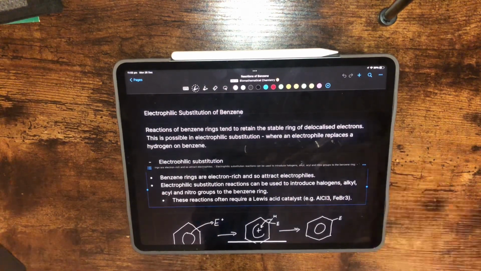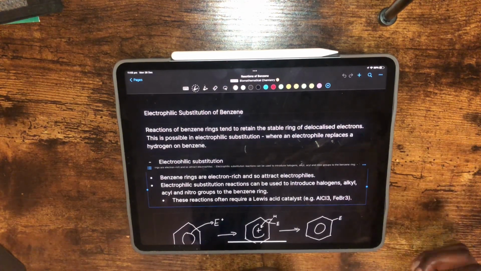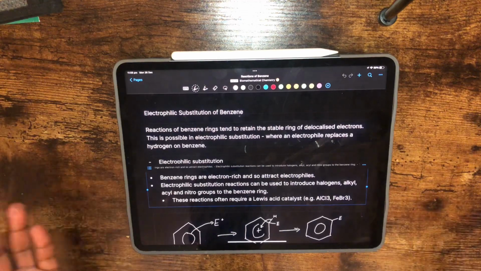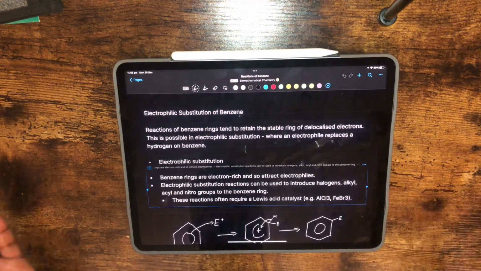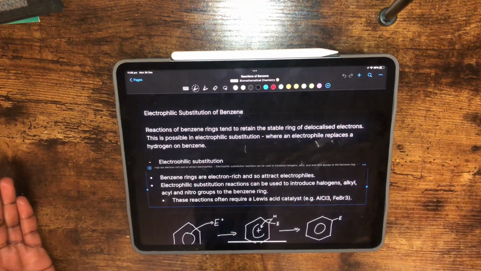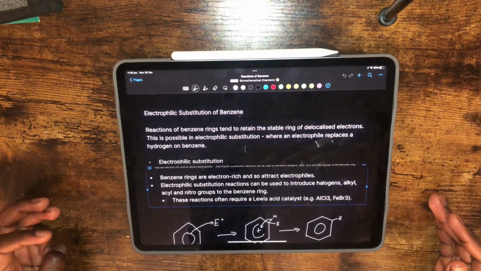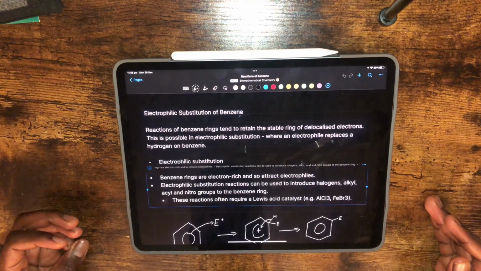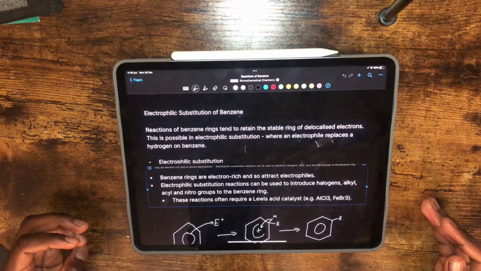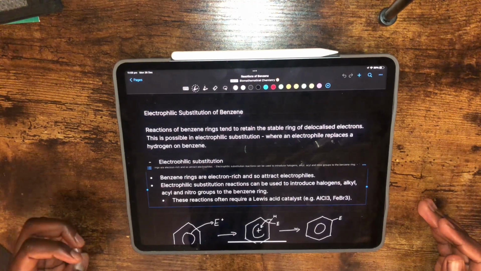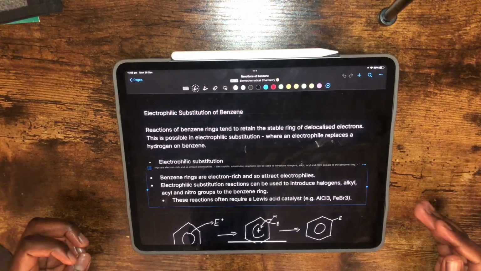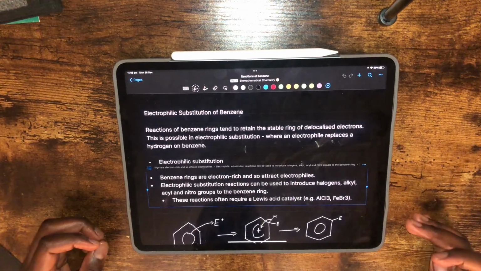Benzene rings are electron rich, or I like to use the word electron dense, and so they attract electrophiles. So in itself, benzene is a nucleophile. If it attracts electrophiles, it's nucleophilic. Electrophilic substitution reactions can be used to introduce halogens, alkyl, acyl, and nitro groups to the benzene ring, and these reactions often require a Lewis acid catalyst, AlCl3 or FeBr3.